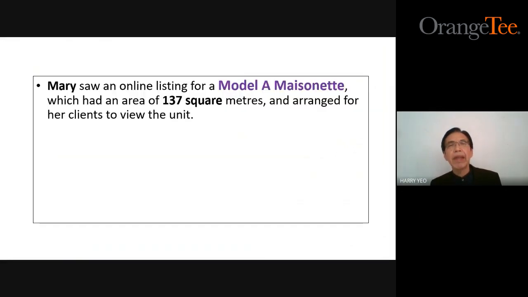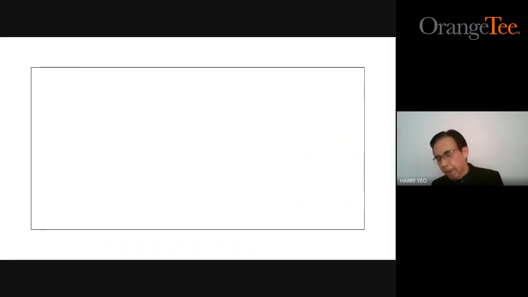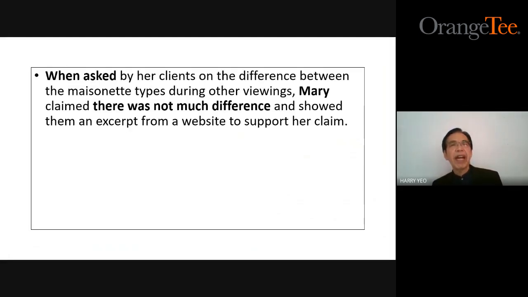She is not aware there is such a thing as a Model A mezzanette. What? Model A mezzanette. That means it's flat. Model A mezzanette is only 137 square meters. Executive mezzanette is 148 square meters. Hey, that is 100 square feet now, the size of one room. So the client employed this agent to find an executive mezzanette.